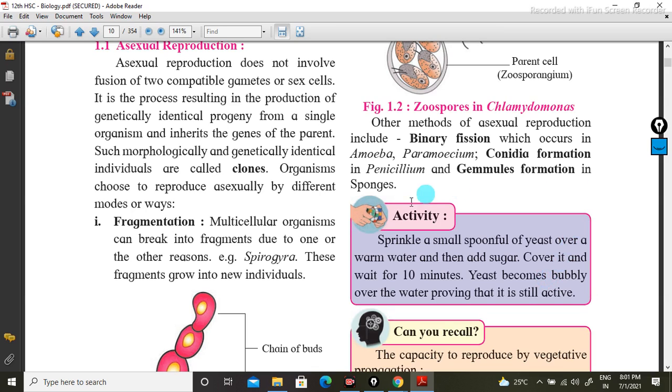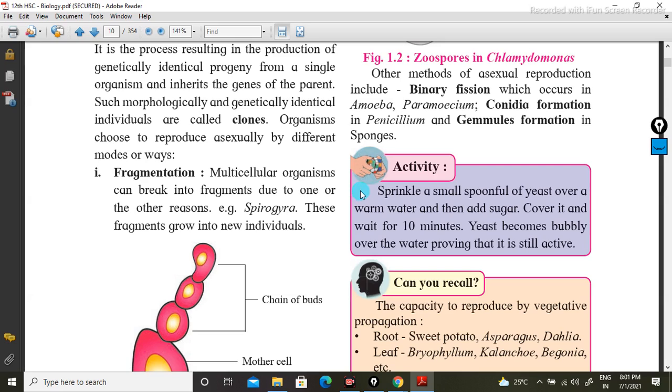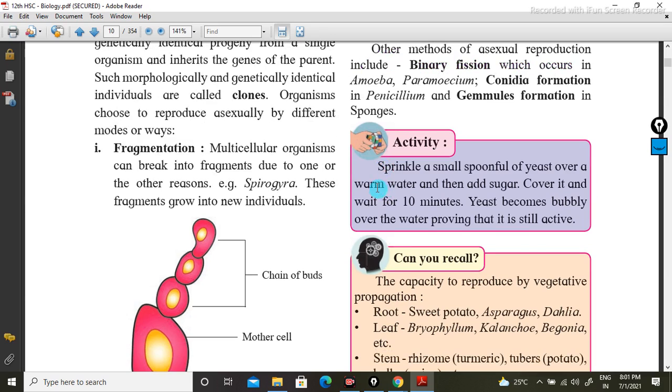Now there are different methods of asexual reproduction. Are you getting me? Yes. There are different processes of asexual reproduction. Basically, you have learned these processes in your 10th standard, I think, and even in 11th there was a little bit of fragmentation and so on, right?